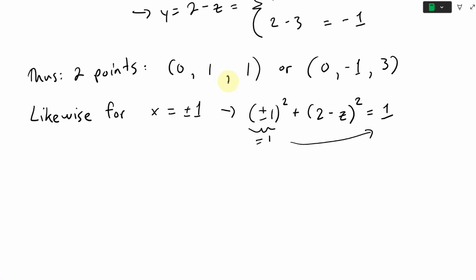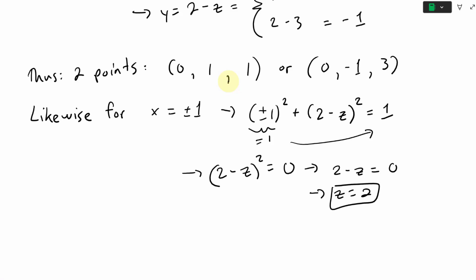This cancels, so what we end up having is 2 minus z squared. Again, I'll just put it for completeness, 1 minus 1 cancels out, so this just equals 0. If it's 0, square both sides, we get 2 minus z is equal to plus or minus the square root of 0, which is just 0. And then we solve for z. Just move it over to the other side, so z is equal to 2.